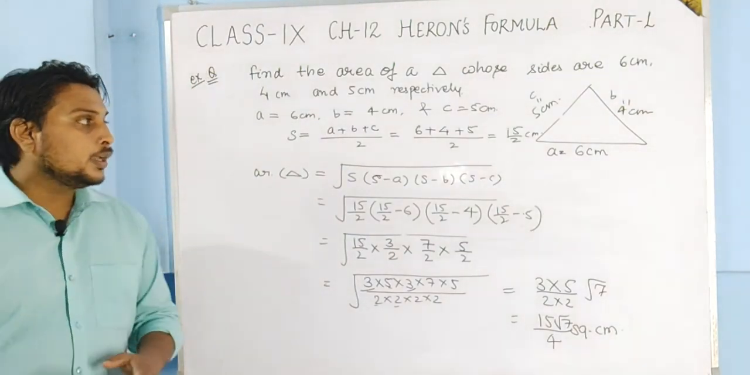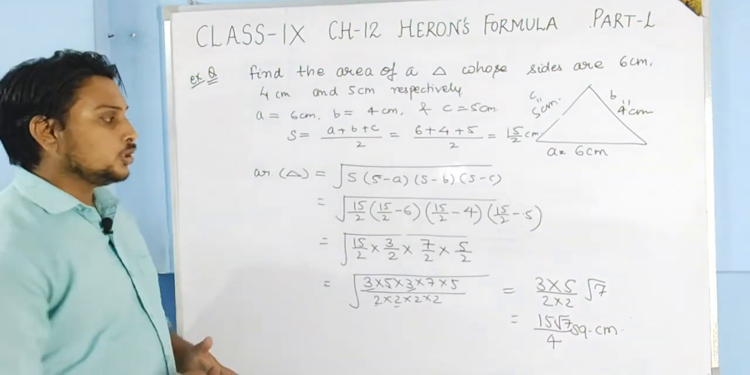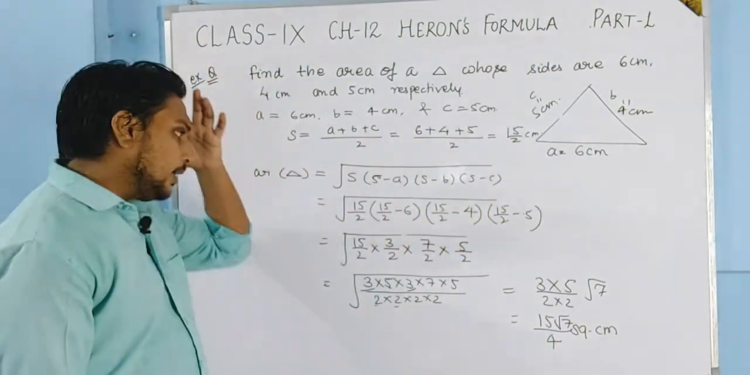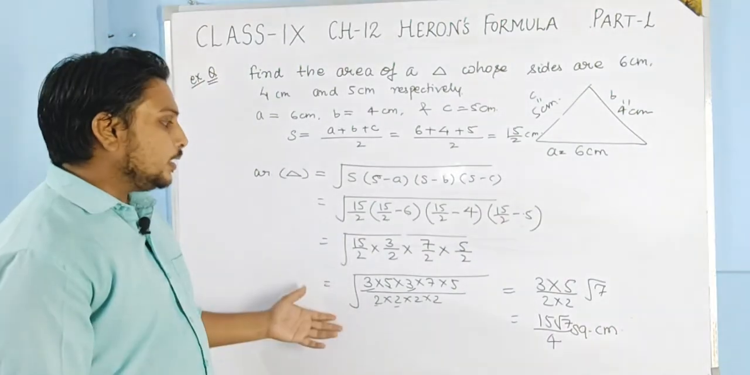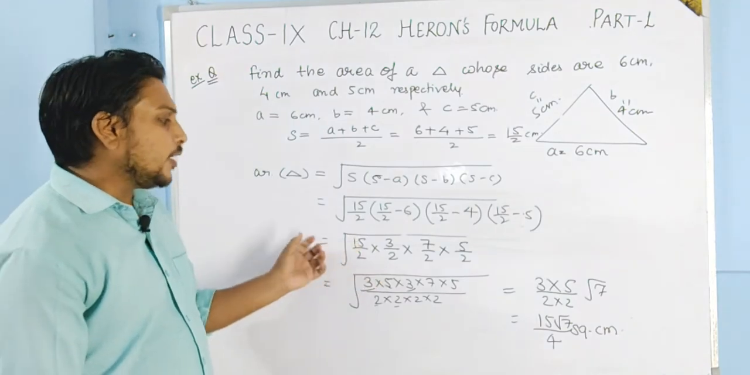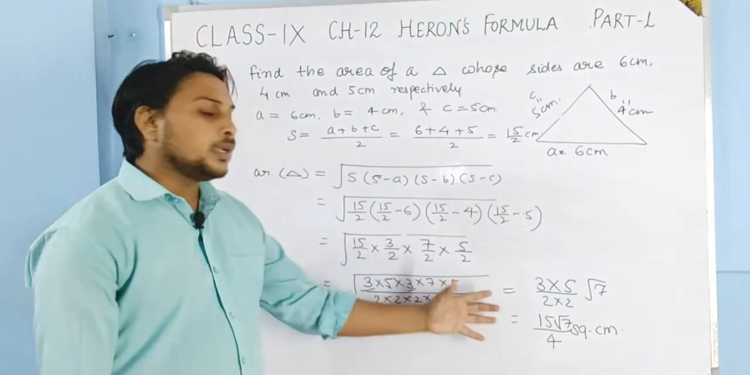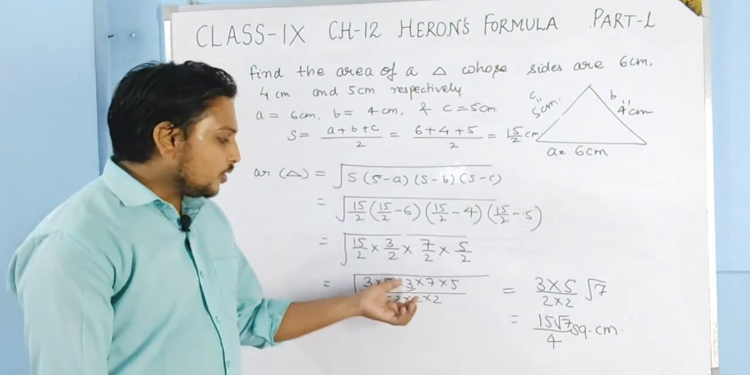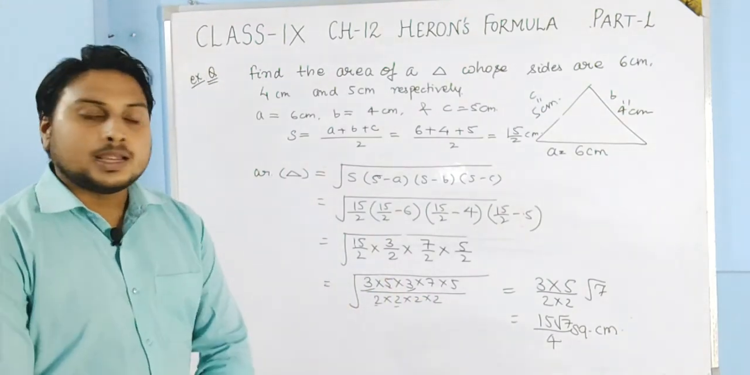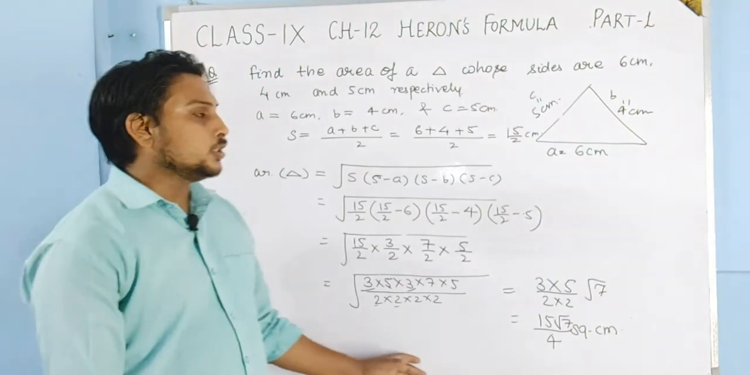So this will be the answer of this question. Firstly we find the semi-perimeter, and after finding the semi-perimeter, see how you can simplify the square root terms. Just factorize as much as you can, and after that take the pairs outside of the square root. Like this you can solve the questions.